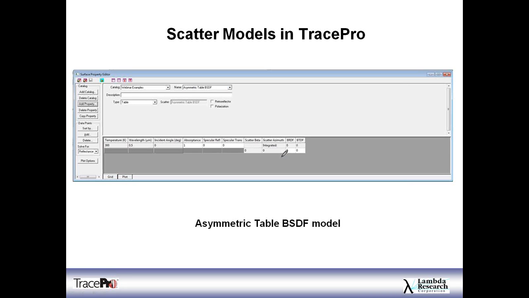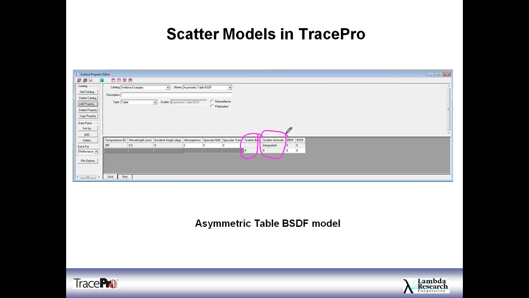Then stepping up one level from that is the asymmetric table BSDF, where once again you're defining your scatter data, but you also have an option of a scatter azimuth. So for non-rotationally symmetric scatter models, you can define them this way. This might be something like a polished surface or a machined surface that still had machine marks in it, or a reflection grating, where depending on the orientation of it, the scattering is going to be different. That's the type of thing you could model using the asymmetric table BSDF.